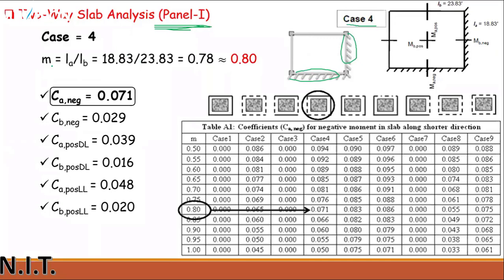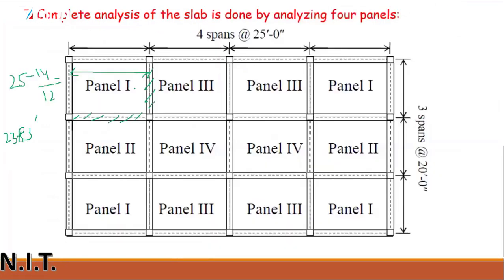Then you need to find out the M value. LA divided by LB equals 0.78 or 0.8. So what is the value of LA actually? As I told you, this is LA, this is LB, and LA can be calculated by the same formula: 20 minus 14 divided by 12, which gives you the answer 18.83.